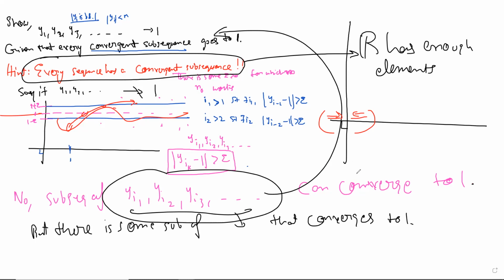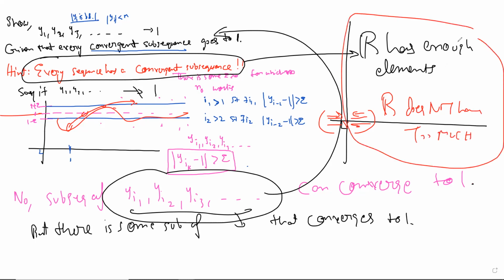So by studying subsequences, we are able to say about the sequence, or by studying sequence limits, we are able to say about the limit of a function. This means that R doesn't have too many things. R does not have too much. That's why R is perfect. R is just the right thing. It doesn't have more than what is needed, but it has enough. So R is just the perfect thing.